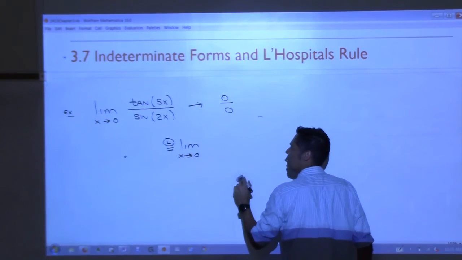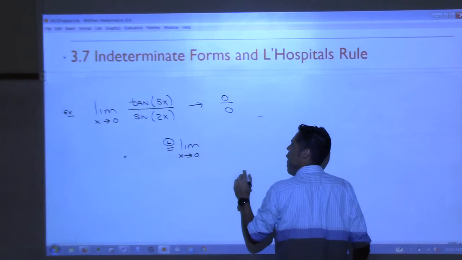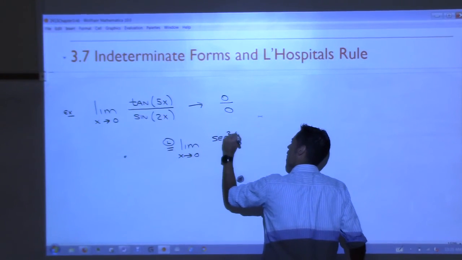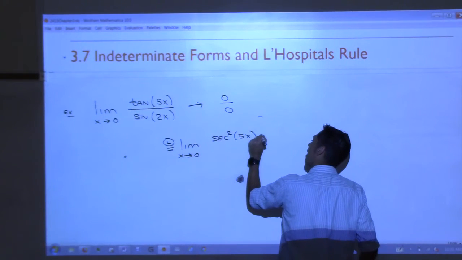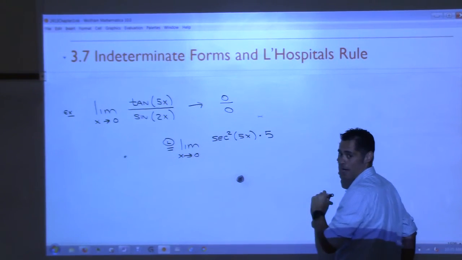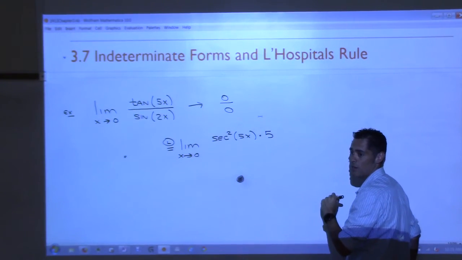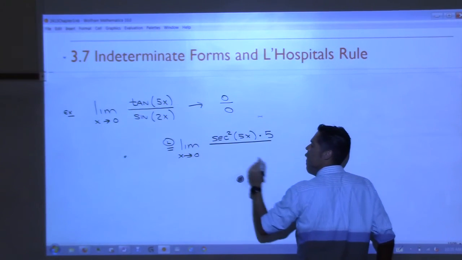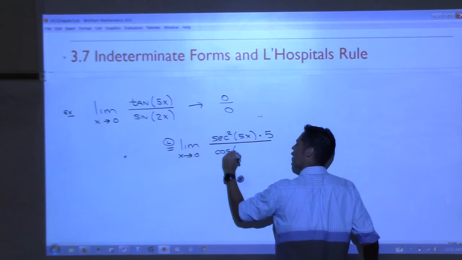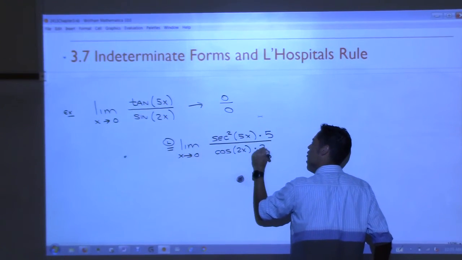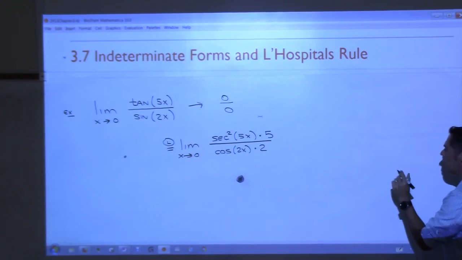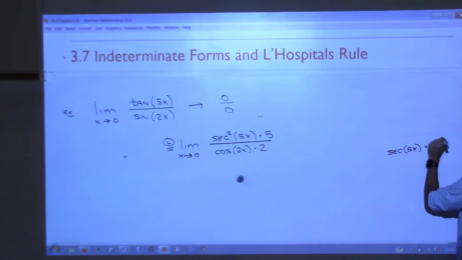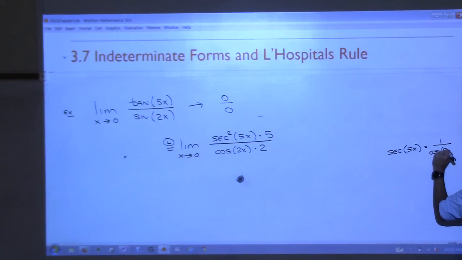What is the derivative of the top? Be careful. Secant squared of 5x times 5. Don't forget you've got chain rule there, right? Okay, over the derivative of the bottom. Cosine of 2x times 2. Now just as a reminder, secant of 5x is the same as 1 over cosine of 5x, isn't it?